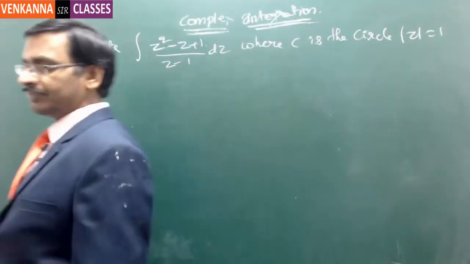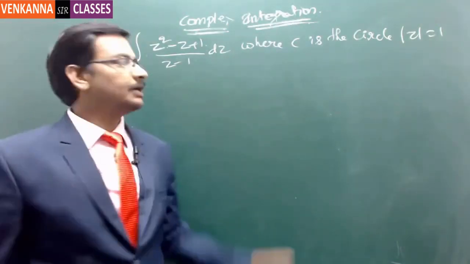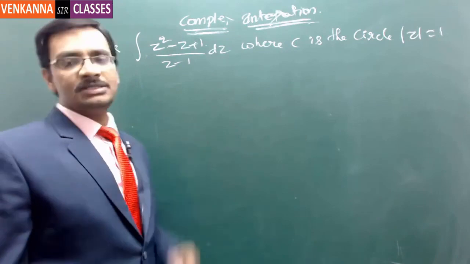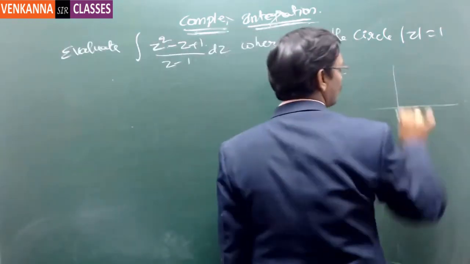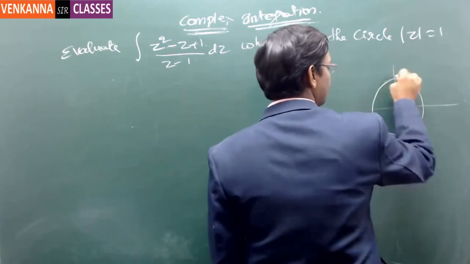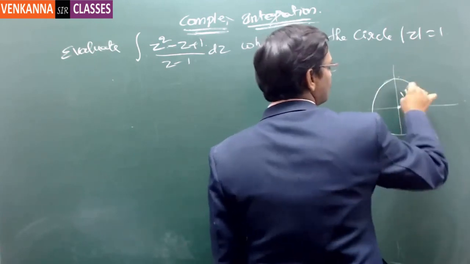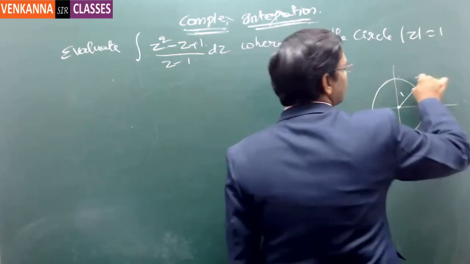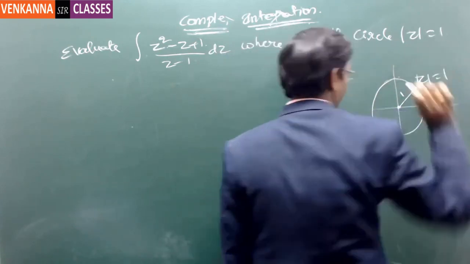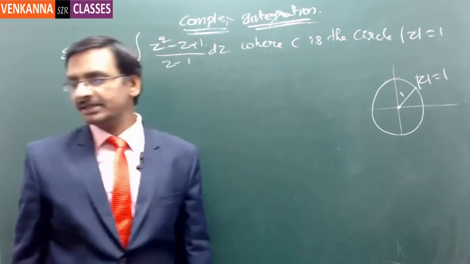Now here, let me explain this problem. Here, mod z is equal to 1 is the region of integration. Now in this region, if you notice, mod z is equal to 1 is nothing but a unit circle with center 0, 0, so this value is 1. This circle is represented in the Argand diagram as mod z is equal to 1. Right? So this is the circle.